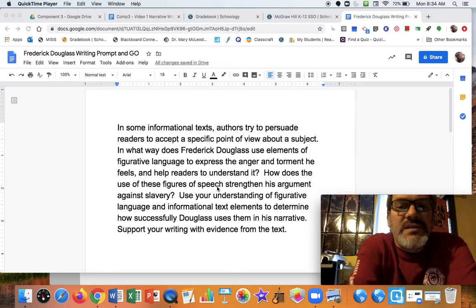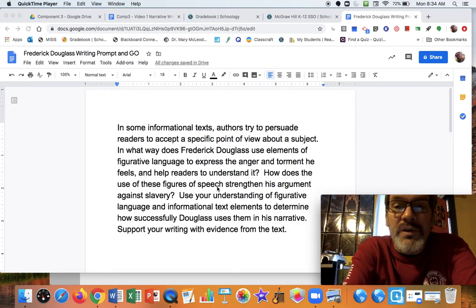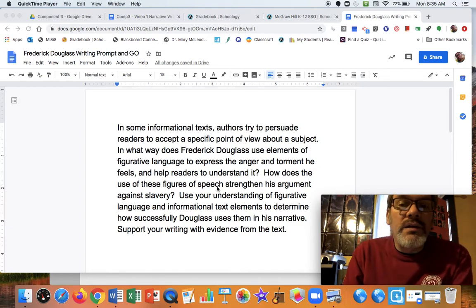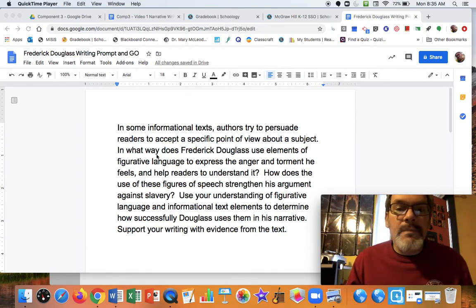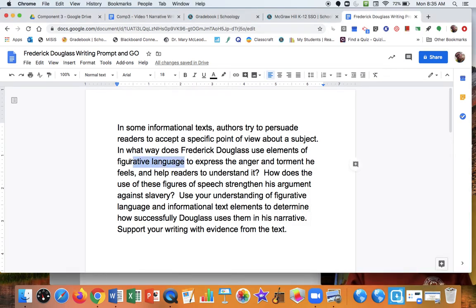In some informational texts, authors try to persuade readers to accept a specific point of view about a subject. So in this case, Mr. Douglass is trying to get us to accept that slavery is evil. In what way does Frederick Douglass use elements of figurative language to express the anger and torment he feels and help readers to understand it? So Frederick Douglass uses figurative language.